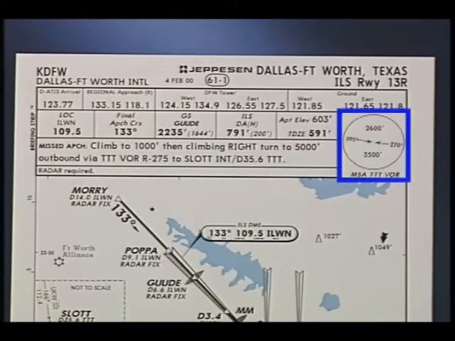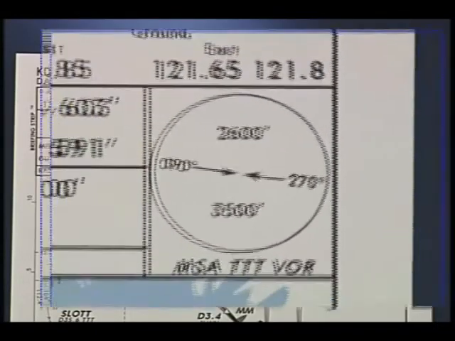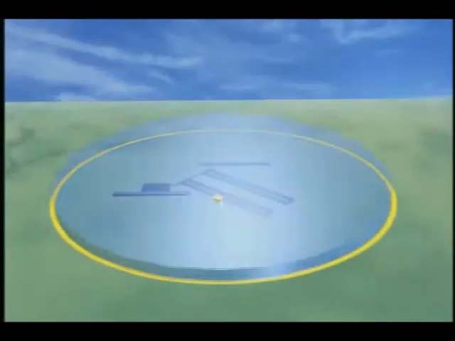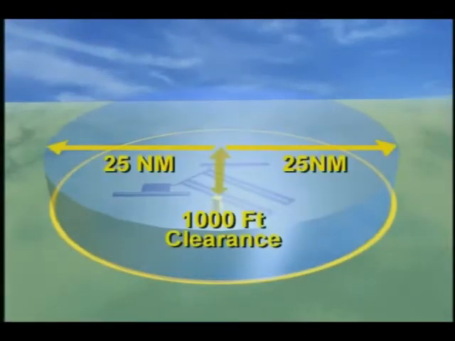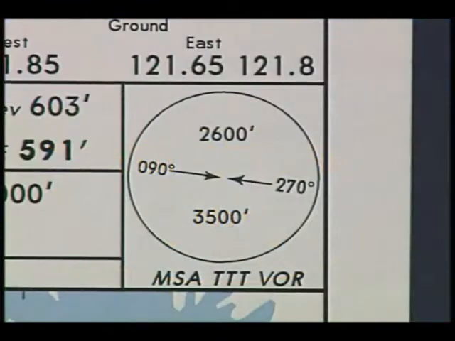The minimum safe altitude, or MSA, is located to the right of the pre-approach briefing information. The altitude shown in each sector provides a minimum of 1,000 feet of obstacle clearance within a 25 nautical mile radius of the navigation facility. The name of the facility is listed below the circle. MSA altitudes are intended only as emergency information.